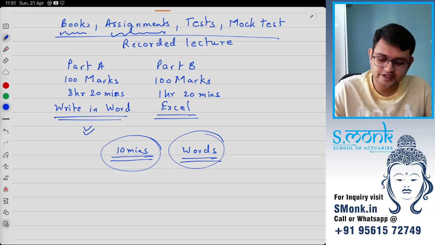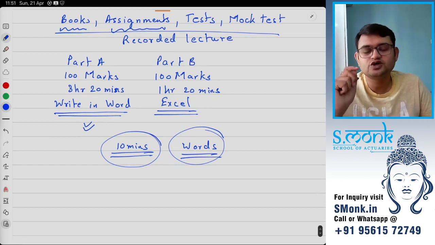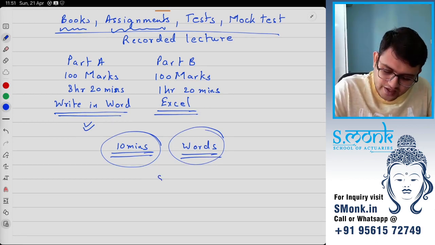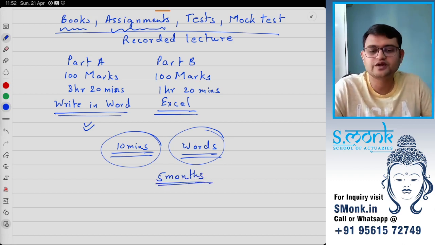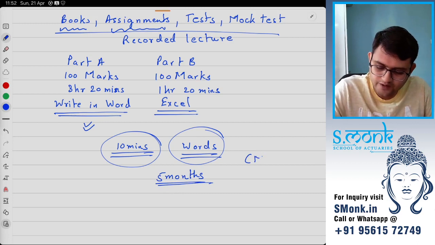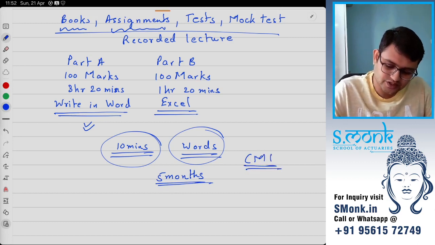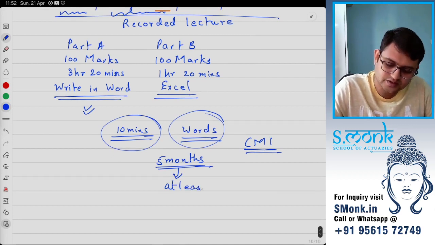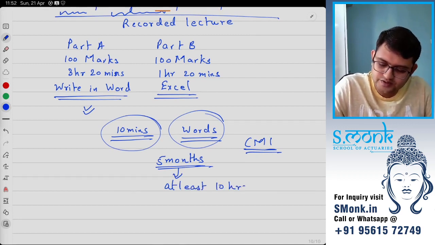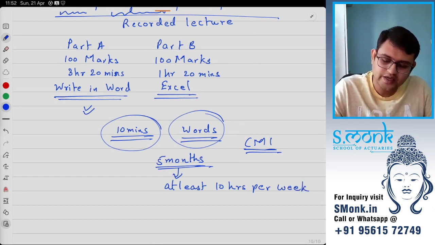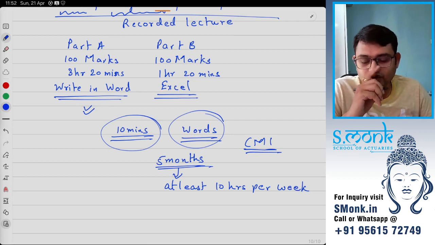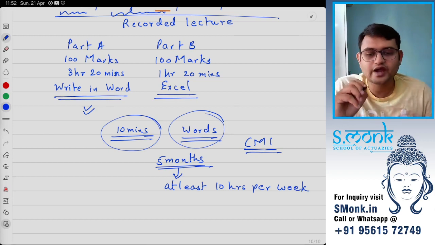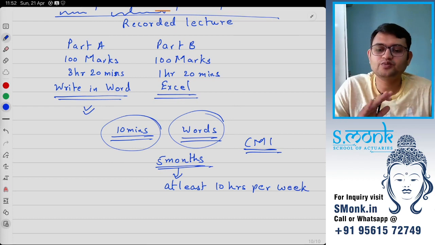How much study is needed for the examination? This is a question, and I always say 5 months of regular study for CM1. What does regular study mean? Regular study means at least 10 hours per week. At least 10 hours per week for 5 months. If you do that, then you will not have any problem.